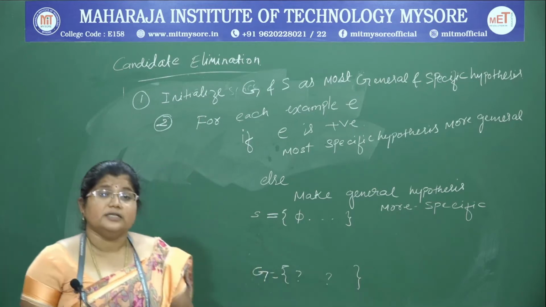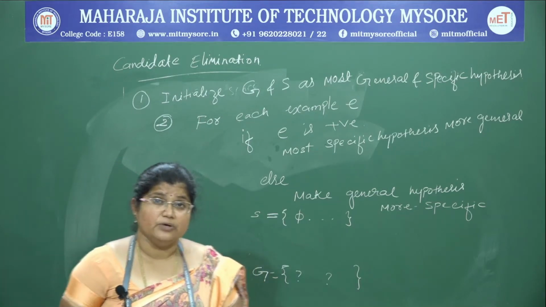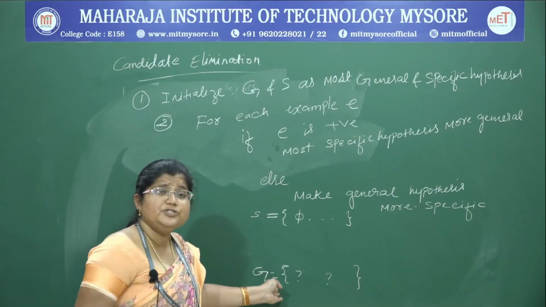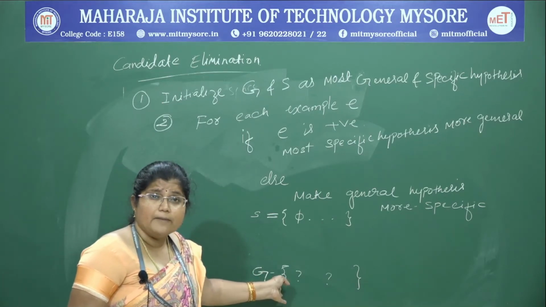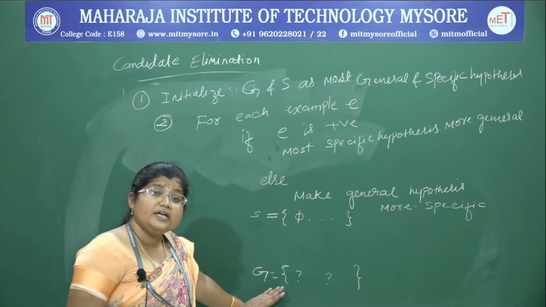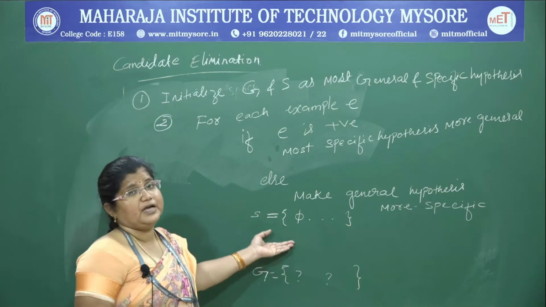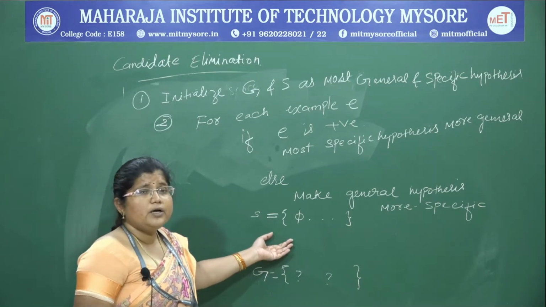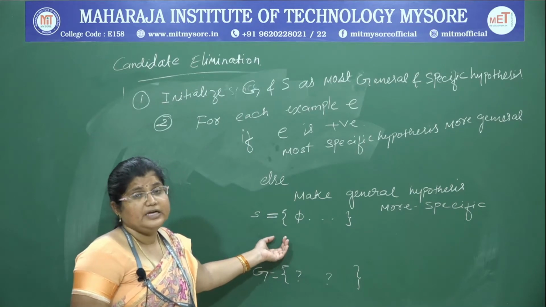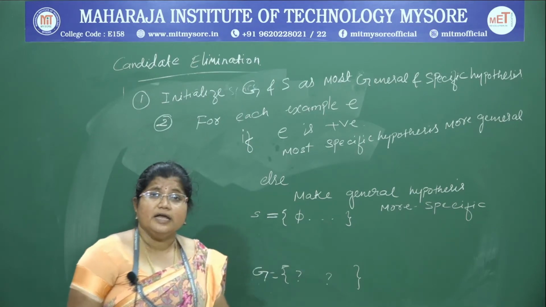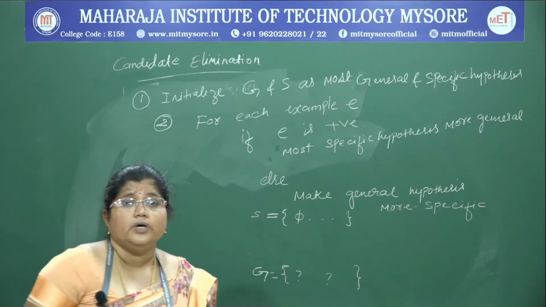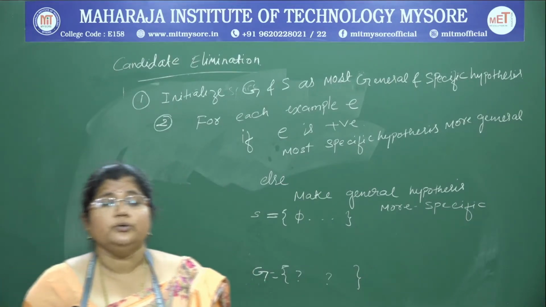See what happens here: this training example is negative. It checks the training example against the general hypothesis and tries to make it a more specific hypothesis. That is what is done when it comes across a negative training example. So that is how the candidate elimination is going to work.